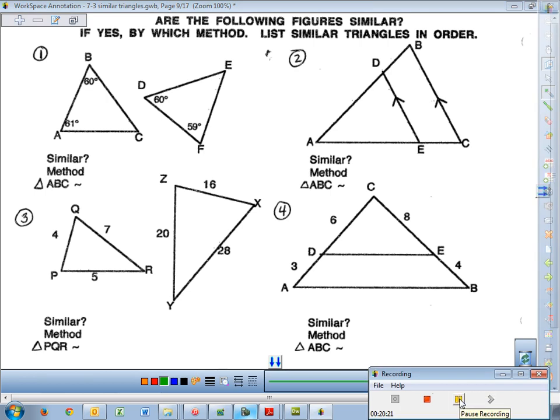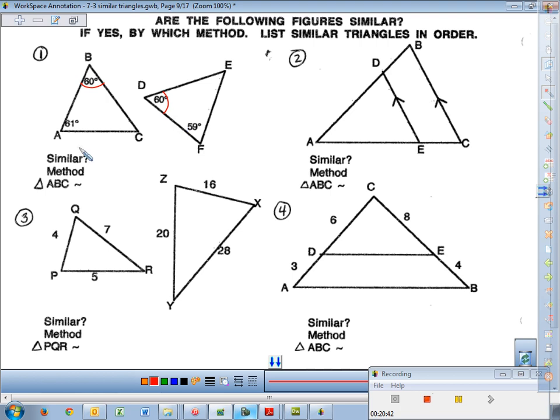Number 1. 3 ways. Side, side, side. Can you try side, side, side on number 1? No side length whatsoever. So that means side, angle, side is also most likely out, correct? Angle, angle is the only possibility. Can we do it? Well, I definitely see a 60 and a 60 from one triangle to the next. There's one set of angles the same. I need a second set of angles the same to get that done.